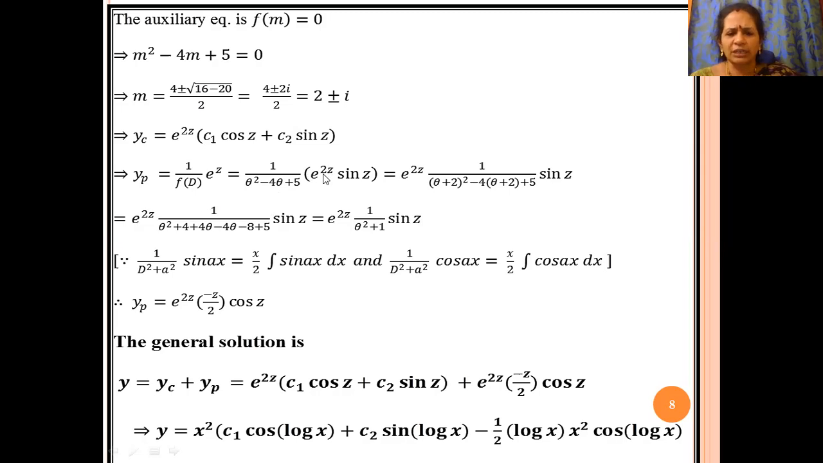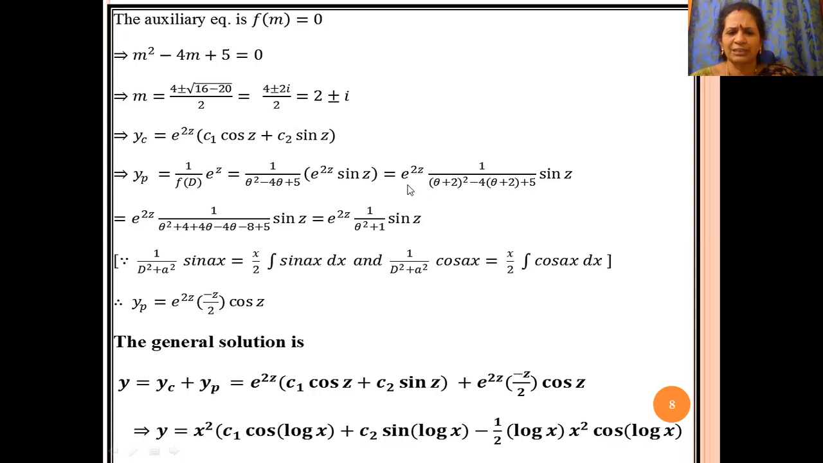Now, take that a value. Now write down that a value in the denominator. So you have to add a value, that is a 2, to the theta. So we have to add it only to the variable theta, and the power stays as it is. So theta plus 2 whole square minus 4 into theta plus 2 plus 5, into sine z.